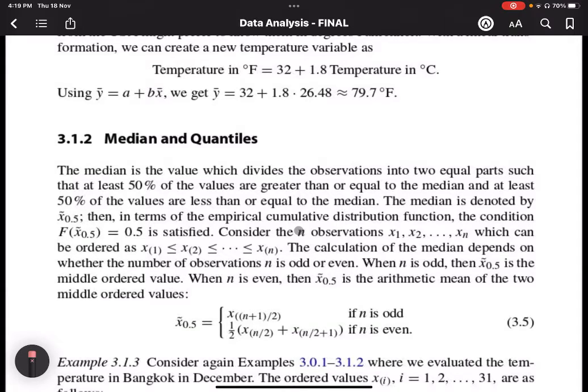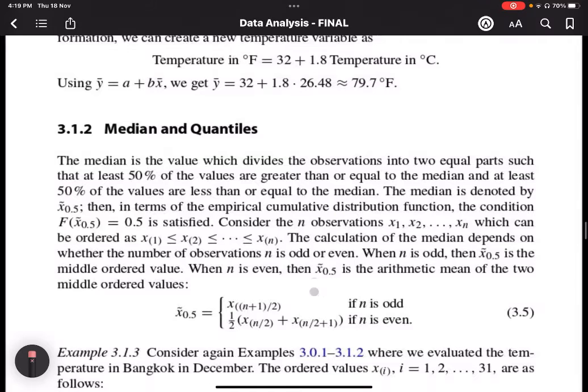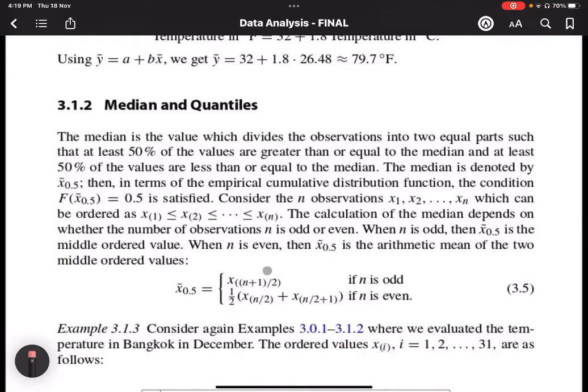Ano ibig sabihin nun? To make it short, meron tayong dalawang method. If n, which is the number of observation, is odd, then the computation or formula to be used is x times n plus 1 divided by 2. If n is even, it should be equal to the arithmetic mean.